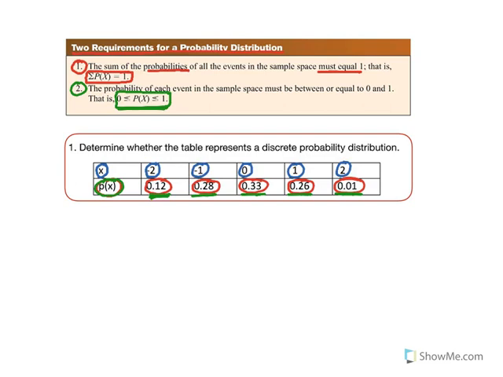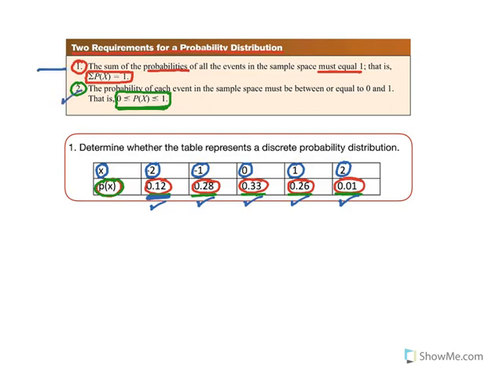What matters when you're looking at a table to check if it's a discrete probability distribution or not is that you first check each number. Now, this first number is between 0 and 1. Yes. This one also between 0 and 1, between 0 and 1, between 0 and 1, between 0 and 1. So they passed the second condition.